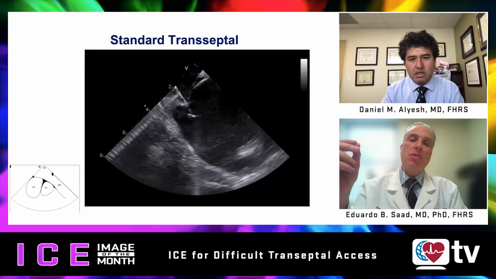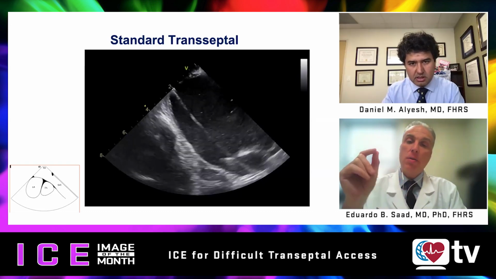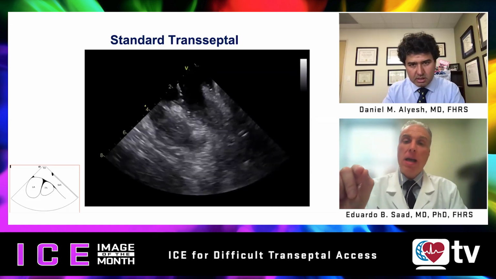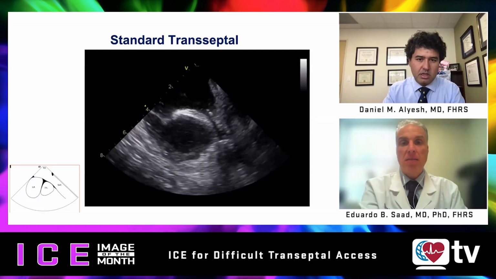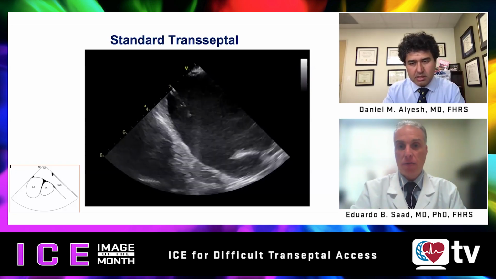But what the image shows us is that we see the drop from the SVC to the septum, and then we see the septal tenting. We go across the septum, and going back, this is the drop and the tenting of the sheath. This is the needle going inside the left atrial chamber.